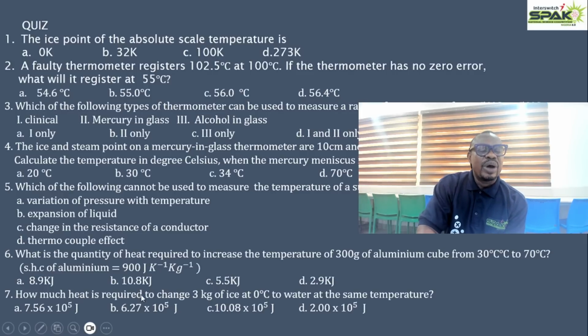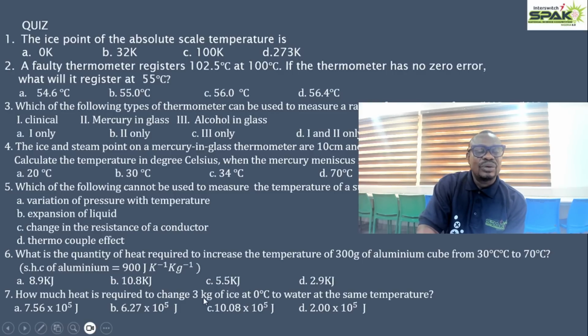How much heat is required to change 3 kilograms of ice at 0 degrees Celsius to water at the same temperature? The same temperature, 0 degree ice, water 0 degree. So you can see that there is no change in temperature. When there is no change in temperature, the heat involved is referred to as what? The latent heat. So how would you determine your latent heat? It is given as Q equal to ml, mass times specific latent heat.